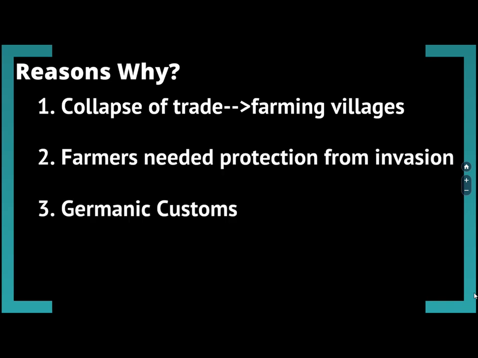So why did this happen? Three main reasons. We saw the collapse of trade, which led to the development of smaller farming villages. These villages needed protection from outside invasion, so they needed someone to come in and help protect them. And lastly, it just became tradition. This is what the Germanic customs did, and when the Germanic tribes took over the western half of the Roman Empire, they brought their traditions with them.